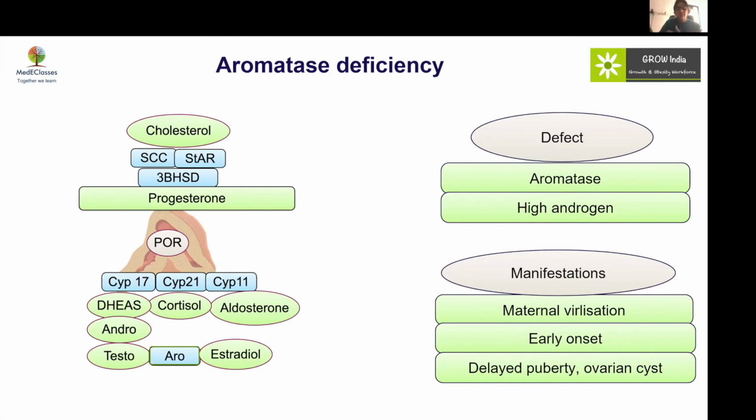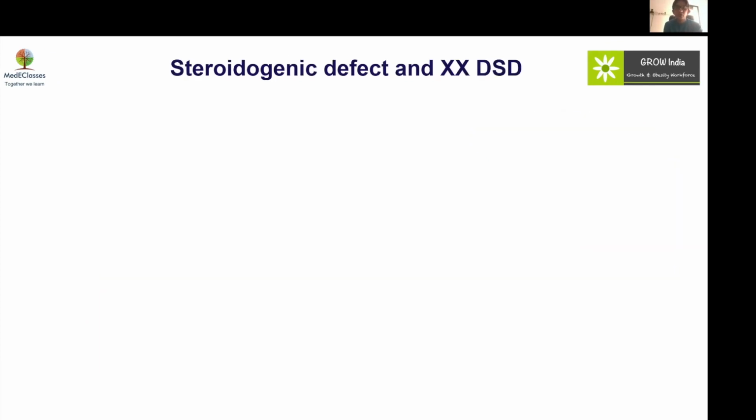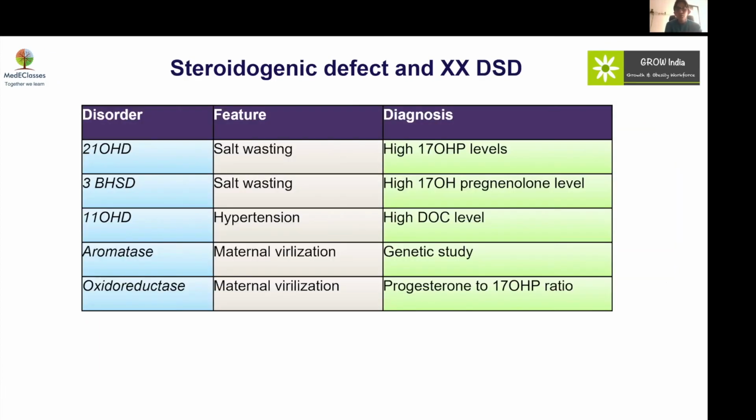So in later life, there is a history of delayed puberty followed by ovarian cysts due to faulty estrogen production and high androgen production. So early life virilization, later in life estrogen deficiency, infertility, and delayed puberty are observed, and this is typical of aromatase deficiency.